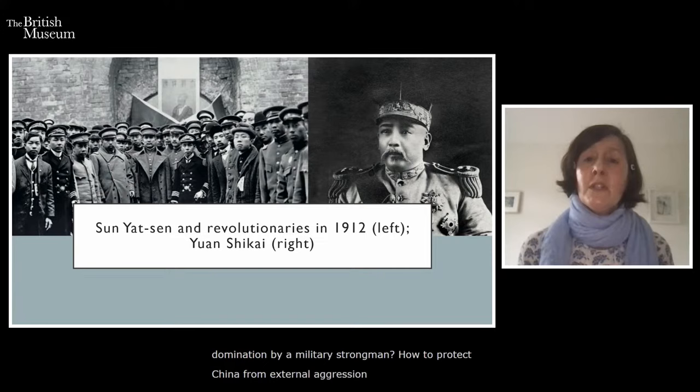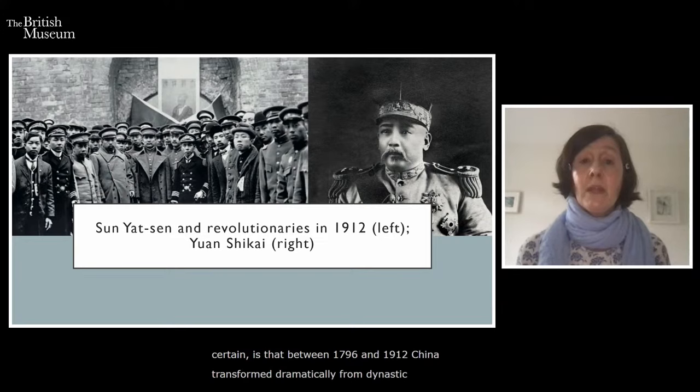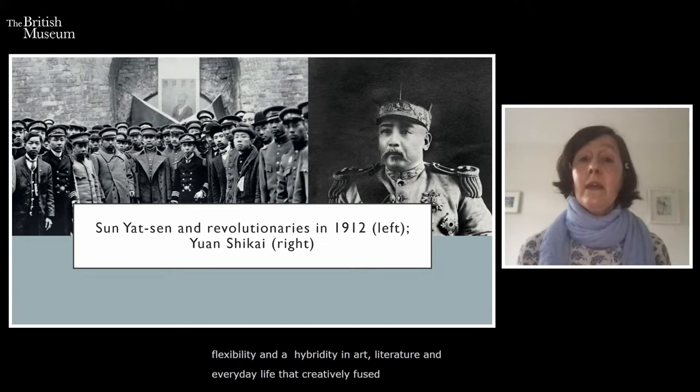What's certain, though, is that between 1796 and 1912, China transformed dramatically from dynastic empire to modern republican nation. Despite huge external and internal challenges, the country saw a florescence of new ideas, culture, and objects. And this often generated a flexibility and hybridity in art, literature, and everyday life that creatively fused the local and the foreign, the aesthetic and the commercial, the elite and the popular.